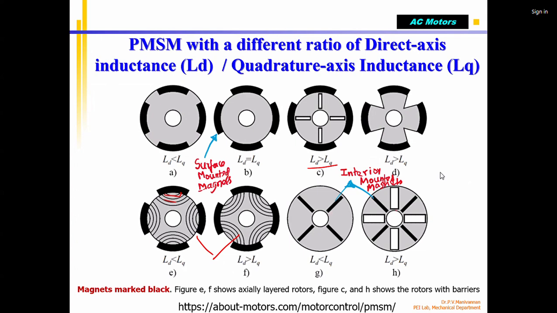Interior magnet means you can see the magnet is inside. The black color is the magnet, buried inside. This is called IPM, interior magnet. I have the rotor core in gray color, and inside it the magnet is embedded deep inside. That's why they call it interior. So these are the different types of magnet arrangements in the rotors of the PMSM.